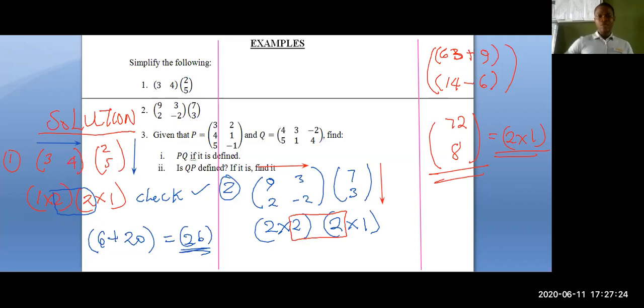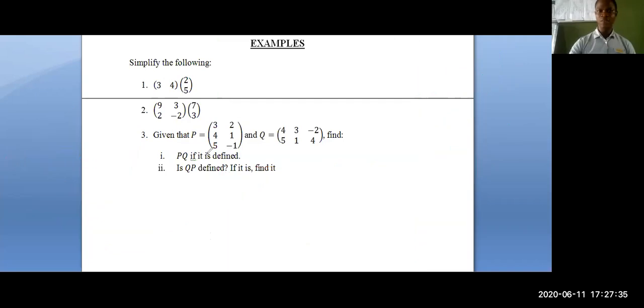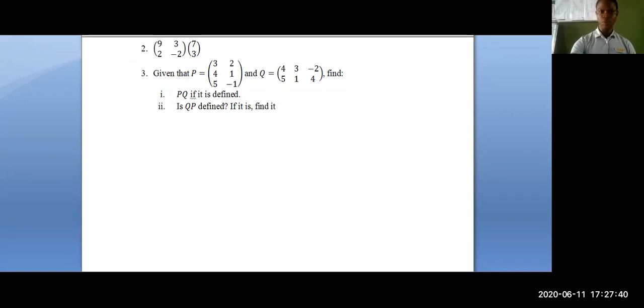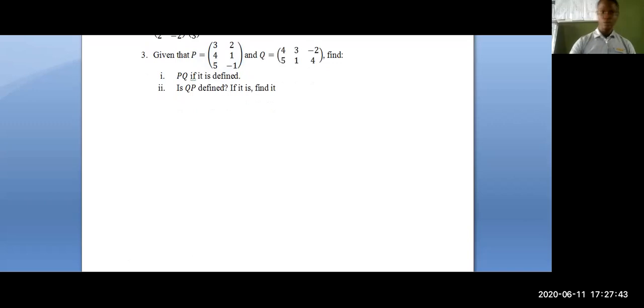Now question 3 is more demanding because it's given that P is equal to that matrix, Q is equal to that. Find PQ if it is defined, and also the next one if it is defined. All right, so what do we do? So let's look at what we do here. So dividing my board again into various segments. All right, so now the solution. Well, I'm talking about number 3 now.